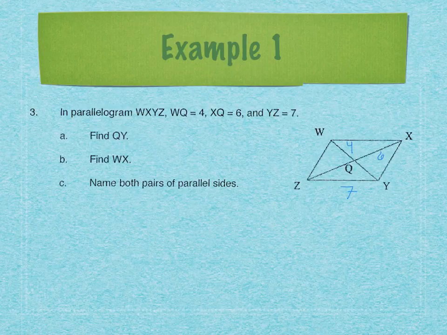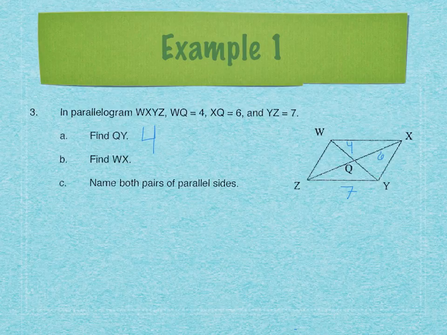I want to know QY. What would QY be equal to? 4. Why is it 4? Because it is opposite of WQ. Well, it's half of that diagonal, right? And we know that the other diagonal bisects the diagonal WY. And so if I have half of it already and that WQ was 4, the other half is also going to have to be 4.